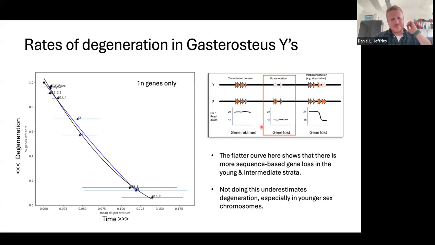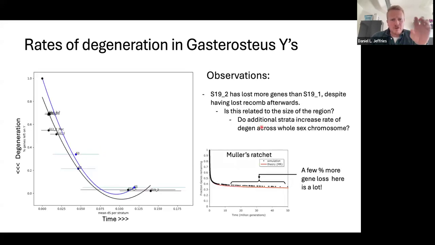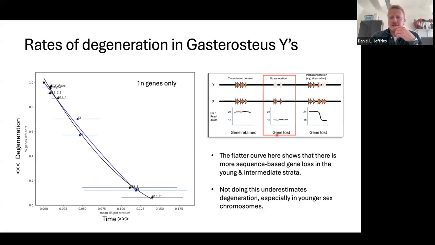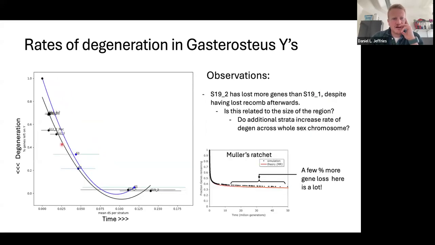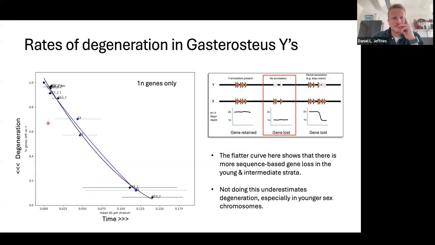The other thing I wanted to highlight here is what this plot would look like if I had only used genes that were lost based on pure absence in the annotation, and we hadn't spent a few more weeks digging into these partially lost genes. If you don't do this, then these curves flatten out a lot, and that's because the main difference is these young strata here, where you infer a lot less gene loss if you only focus on genes that have been completely lost from the sex chromosome.